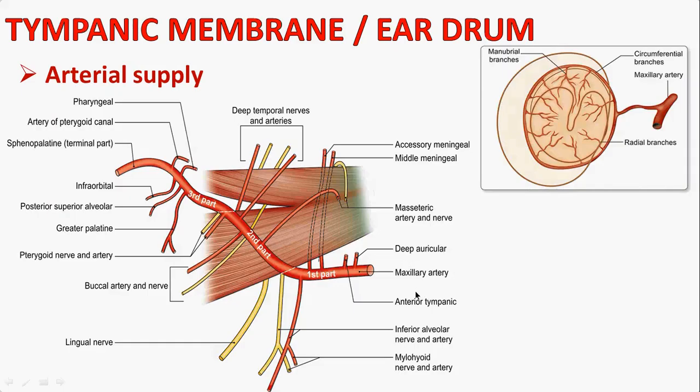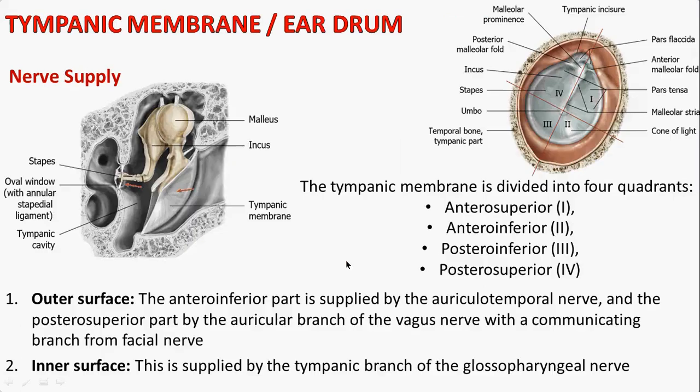Okay, this is the deep auricular and this is the anterior tympanic branch. The outer surface is supplied by the deep auricular branch of the maxillary artery. This is the outer surface. Here, in the first part of the maxillary artery, there are two branches: one is the deep auricular branch and the other is the anterior tympanic branch.